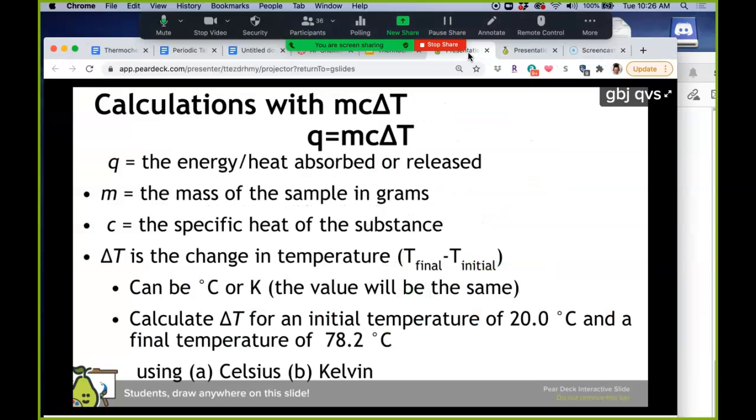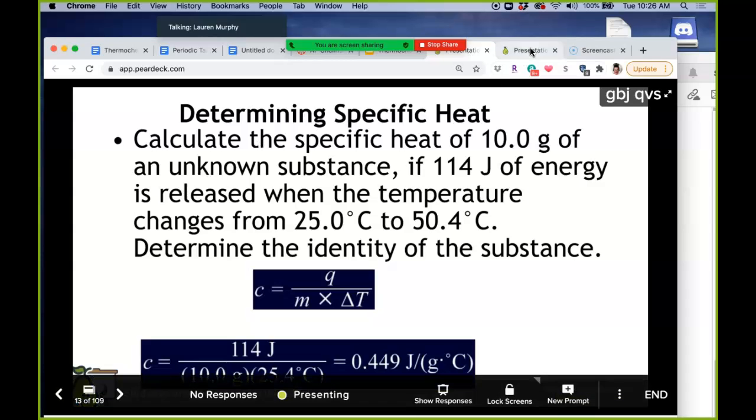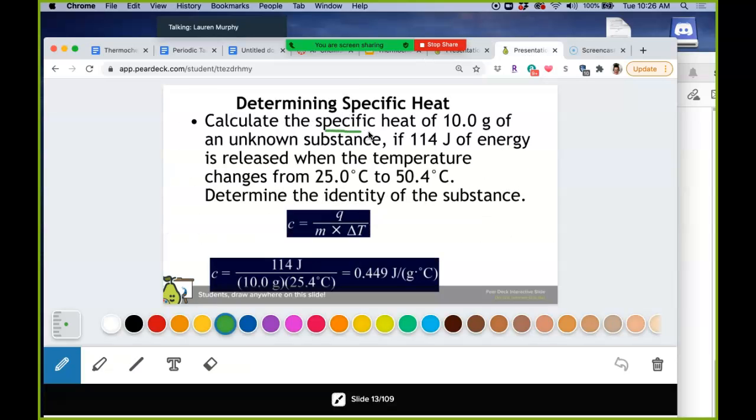All right, so let's keep going. So we're going to do a calculation. This time we're asked to calculate the specific heat. So let's go through this. Specific heat, what letter is that? That's c. 10 grams, that's mass, right? An unknown substance, so we don't know who the substance is. This is not molar mass, this is mass, little m, not big M. This is 114 joules of energy. So this is Q. Joules is heat or energy in this chapter. And then I give you an initial temperature and a final temperature.